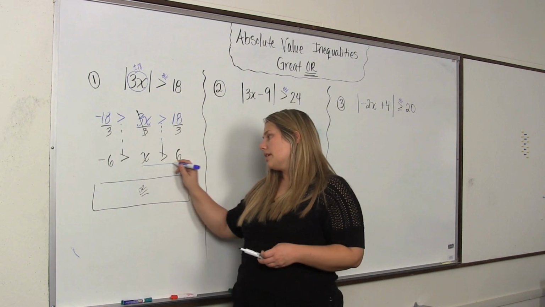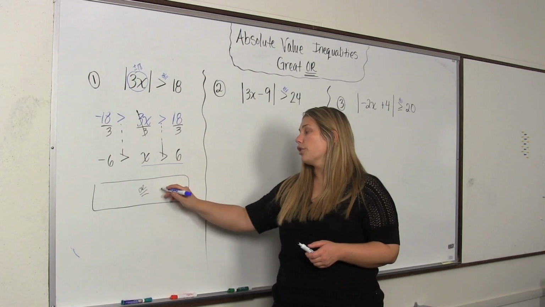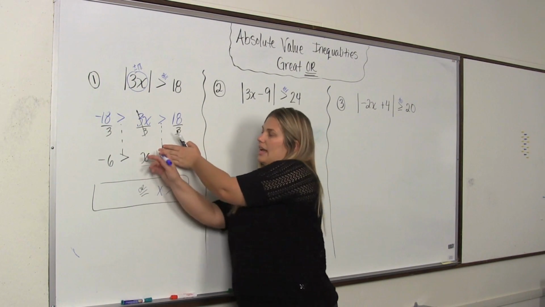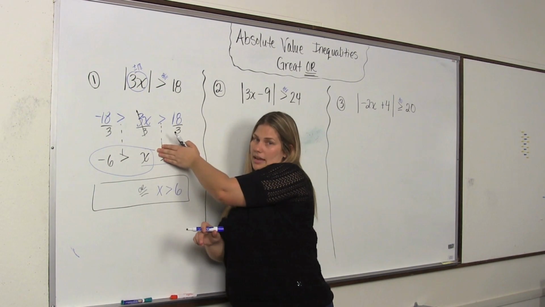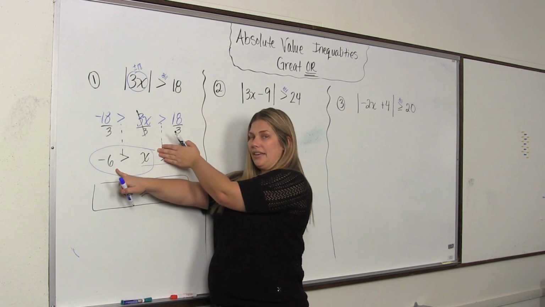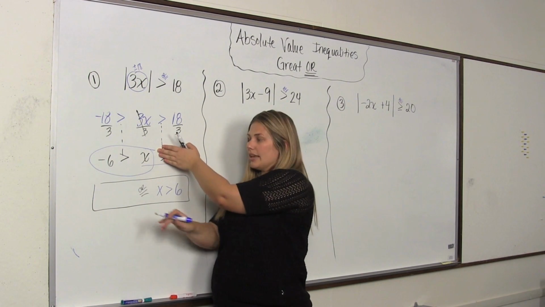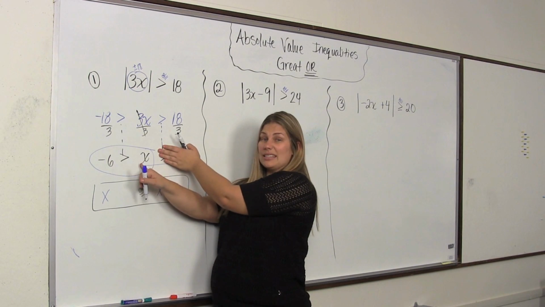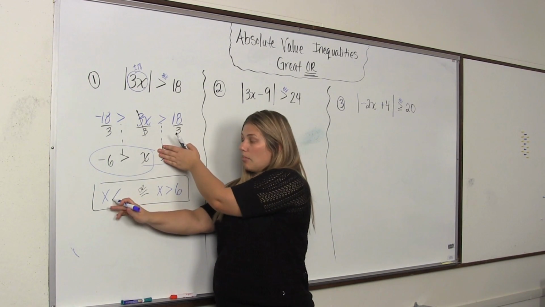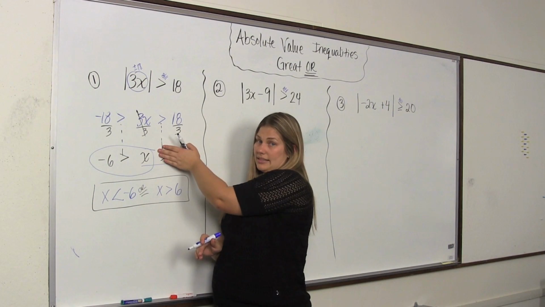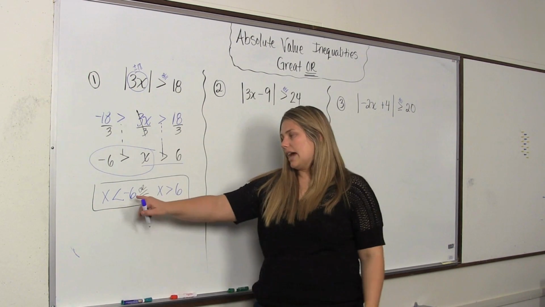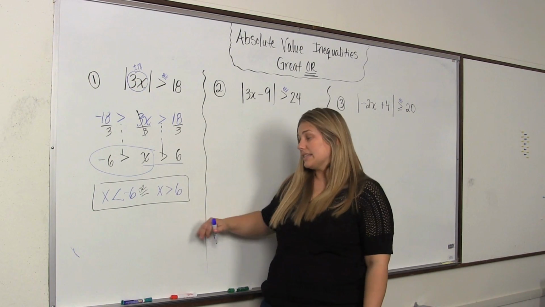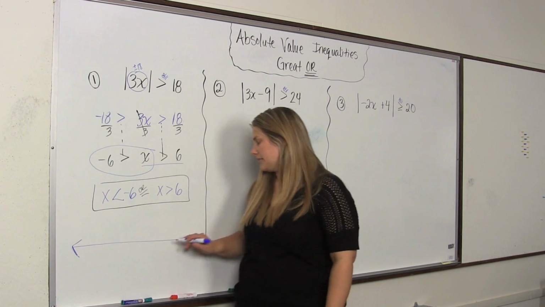If I take this part of the inequality right here, it's saying x is bigger than 6. But if I cover up this side and I just look at this inequality right here, this is saying negative 6 is greater than x. So if this is saying negative 6 is the one that's bigger than x, then that's the same thing as saying x is smaller than negative 6. So when I go to graph this, I am saying x is less than negative 6 or x is greater than positive 6.